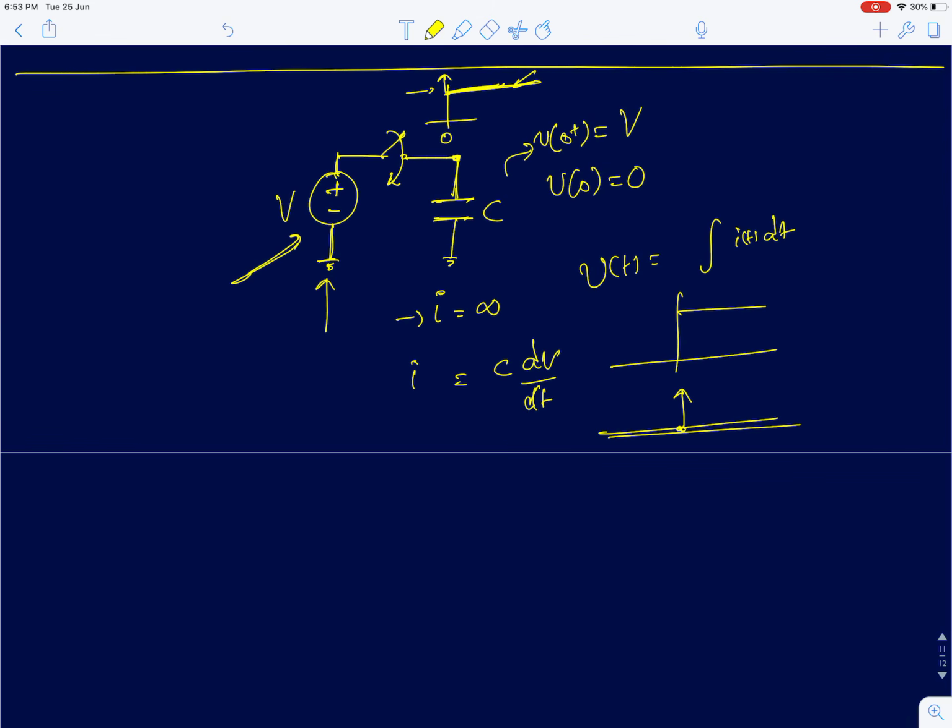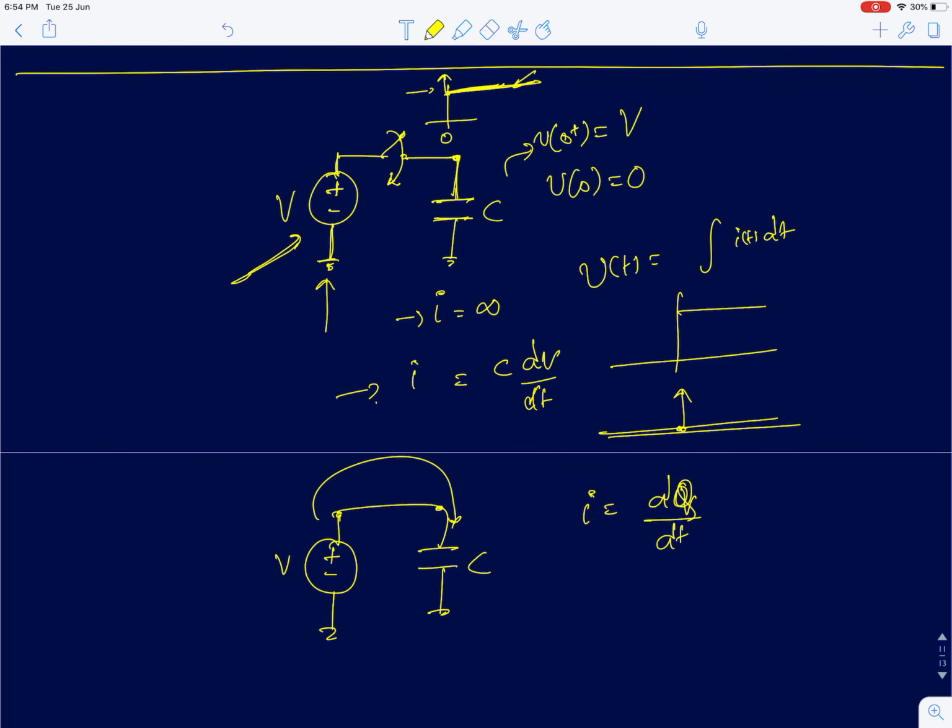So you need an impulse of current for you to change the voltage across the capacitor suddenly, for a finite step value. That comes from the equation, and also from intuition. Now when I say intuition, what exactly is happening here? The instant you connect this capacitor to the source, the charge is transferred to this plate. So your current is simply dq by dt.